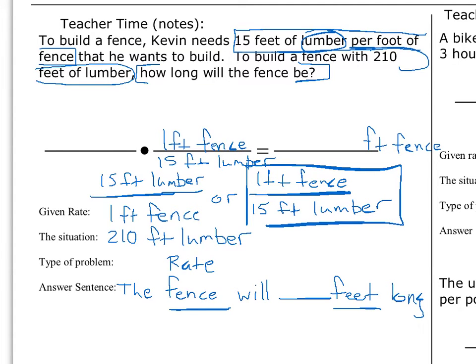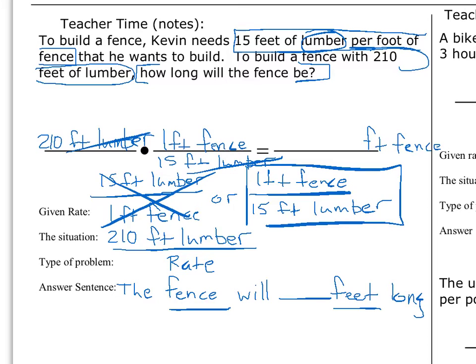And if I want my units to work out correctly, that means I need to be able to cancel out this feet of lumber because that's not over here in my answer units. Good news is we have a situation that we can use to do that. 210 feet of lumber is our situation, which is good. We're trying to figure out more about that. We notice our units canceling out. We have 210 feet of lumber, cancels out with our feet of lumber down here.